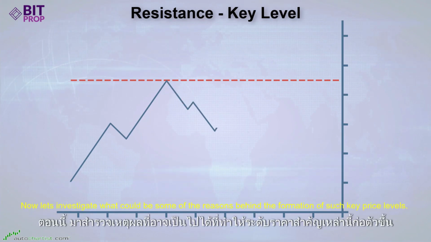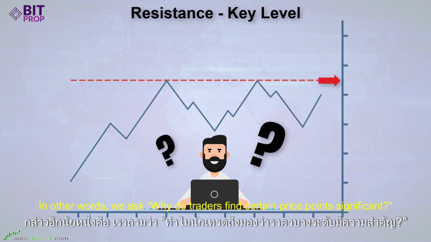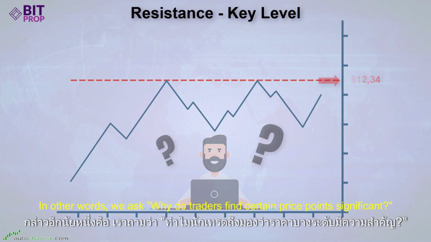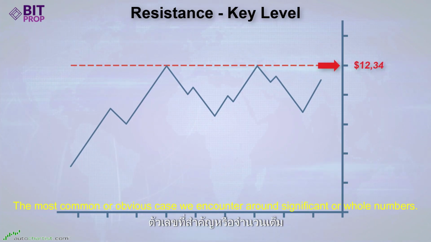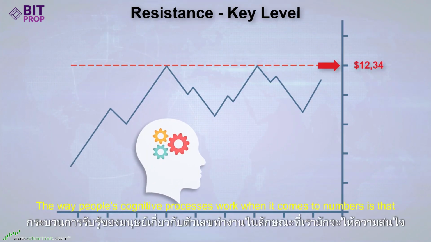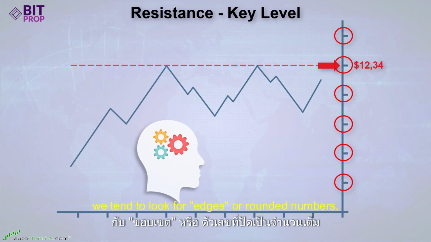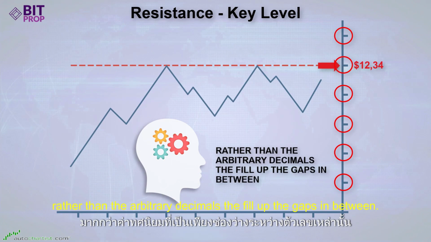Now let's investigate what could be some of the reasons behind the formation of such key price levels. In other words, we ask, why do traders find certain price points significant? The most common or obvious case we encounter is around significant or whole numbers. The way people's cognitive processes work when it comes to numbers is that we tend to look for edges or rounded numbers, rather than the arbitrary decimals to fill up the gaps in between.